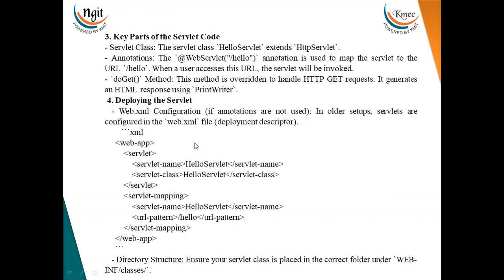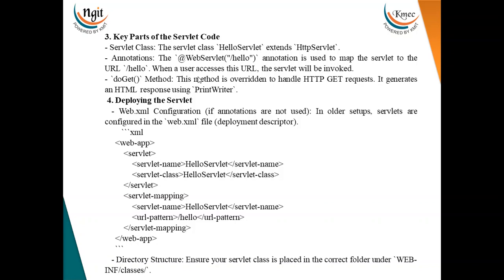The key parts of the servlet code: the servlet class HelloServlet is extending HttpServlet. Annotations are also given, which map the servlet to the URL. If the URL is directly given as the action, that is connected there. The doGet method is overridden to handle this HTTP get request. It generates an HTML response using PrintWriter.